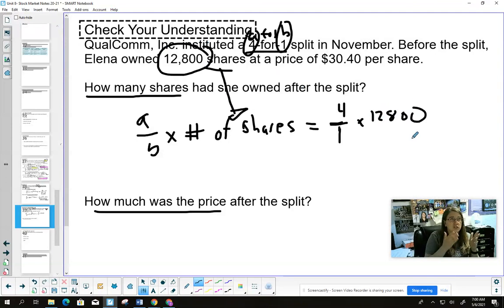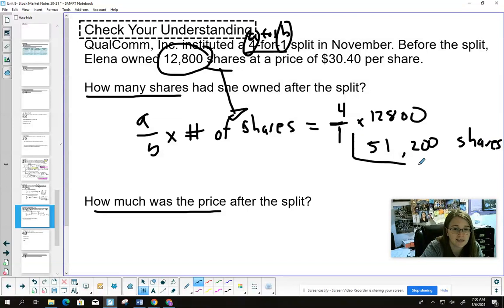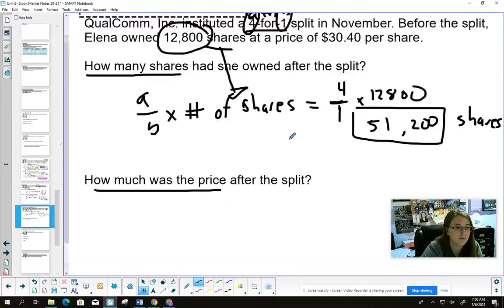If you wanted to do like 12.8K, you could, but for your homework and for your test, if it's a million or a billion, that's when I'll do that, where I just say, oh, it's this many million or this many billion. If it's a 1,000 number, you use the full number. So 4 times 12,800. So this is 51,200. Once again, this is not money. This is shares. So that's how many slices of their company they have.